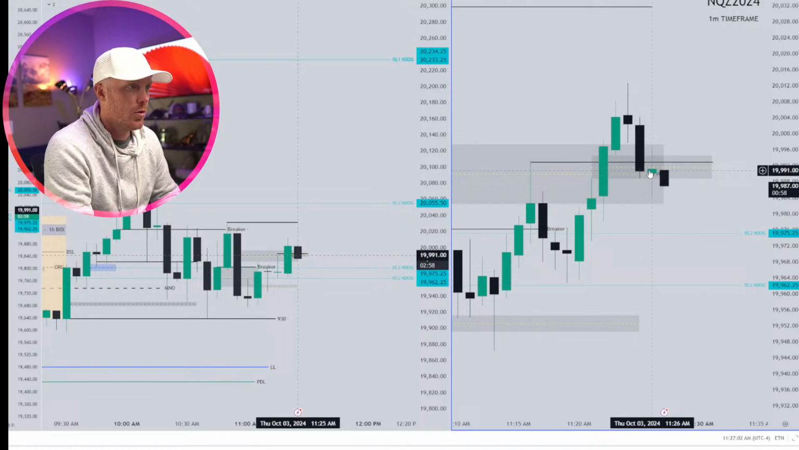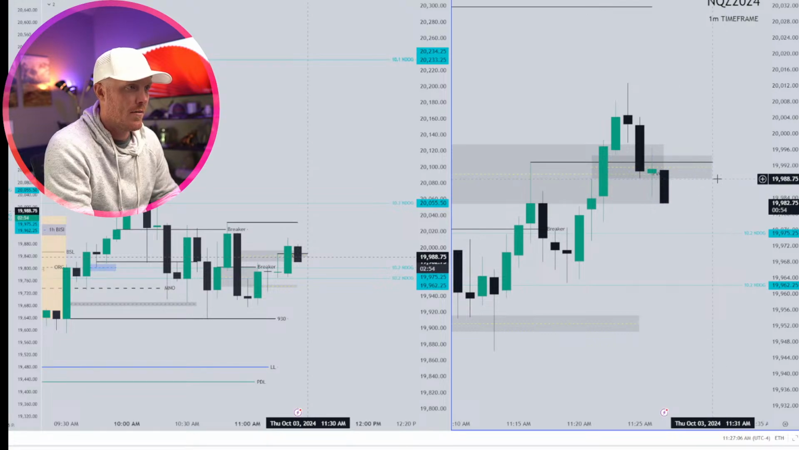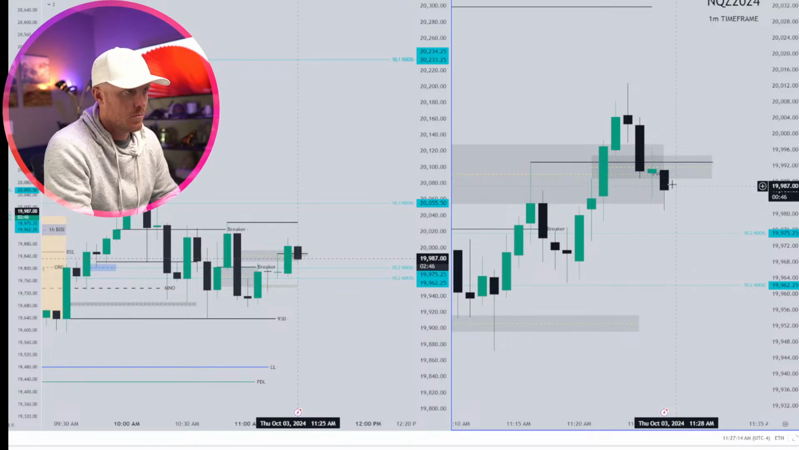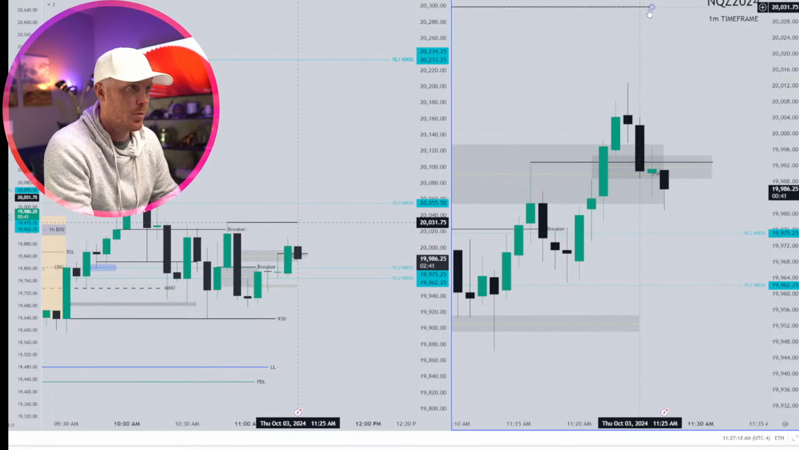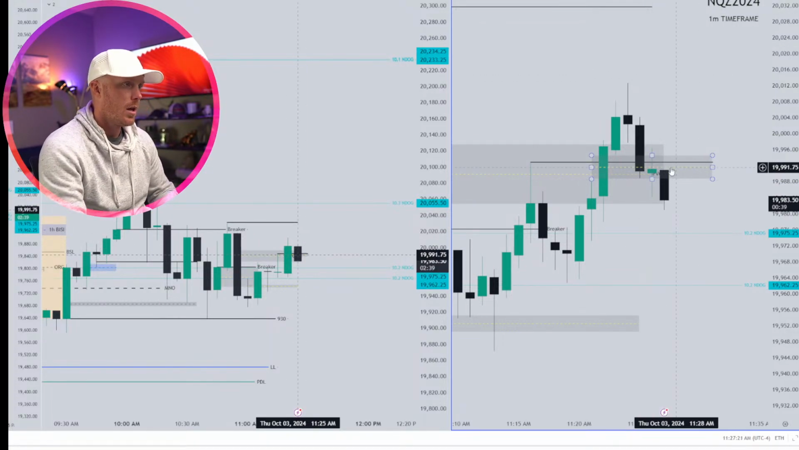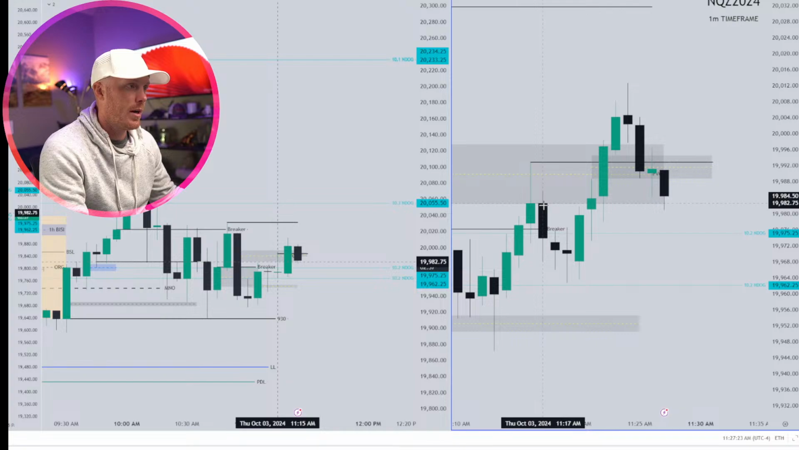Okay, so it closed. Still don't have anything. Don't have anything short either. Let's see where this closes. If this closes green, we may see a push higher. This is the order block right here.